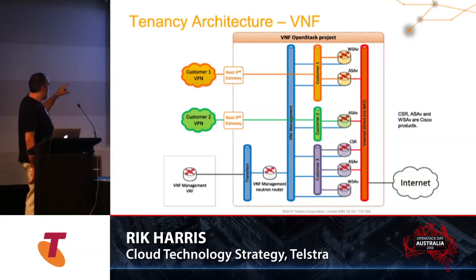Goes through the next IP gateway to the customer's MPLS VPN. Customer 2 just has a firewall, also goes through a next IP gateway to the customer's VPN. The purple one doesn't have a connection to a customer's VPN. It's accessed via the internet only, but it's got a router, a firewall, and a web content filter.